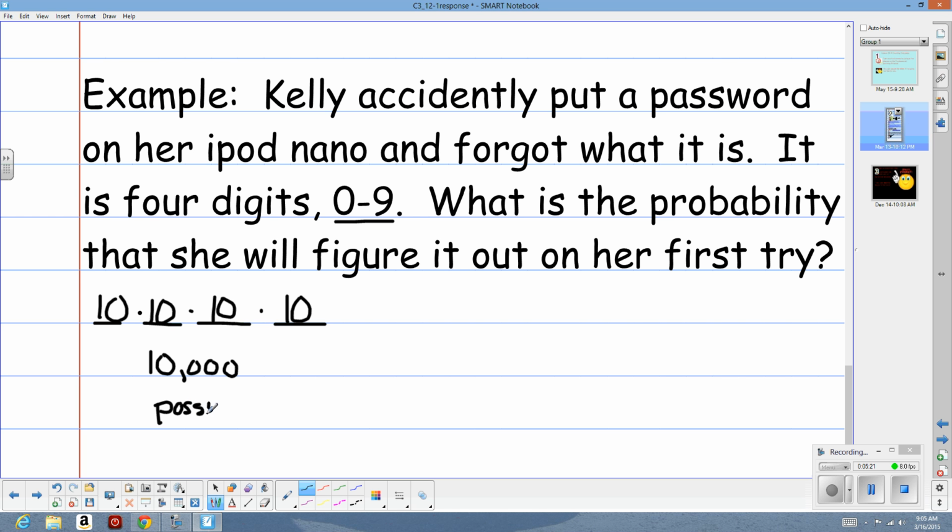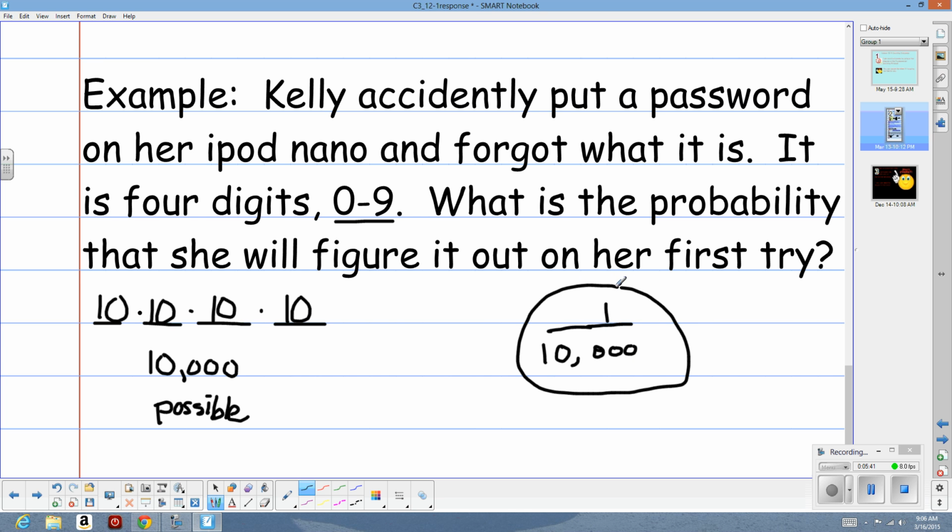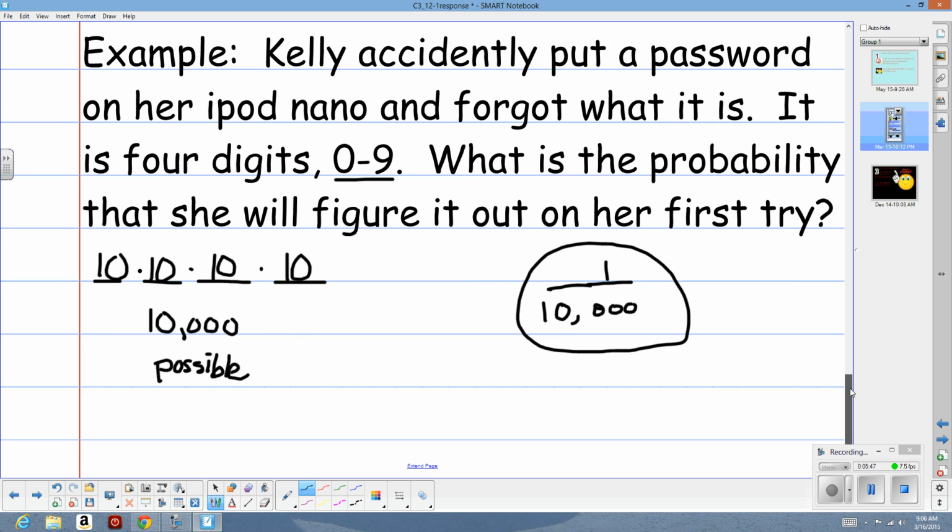Obviously, there's only one that is correct, or the favorable outcome. So there's one correct password out of 10,000 possibilities. So the probability that she's going to guess correctly on her first try is 1/10,000th. Not a very good shot. And, well, she didn't figure it out. We had to reset it.